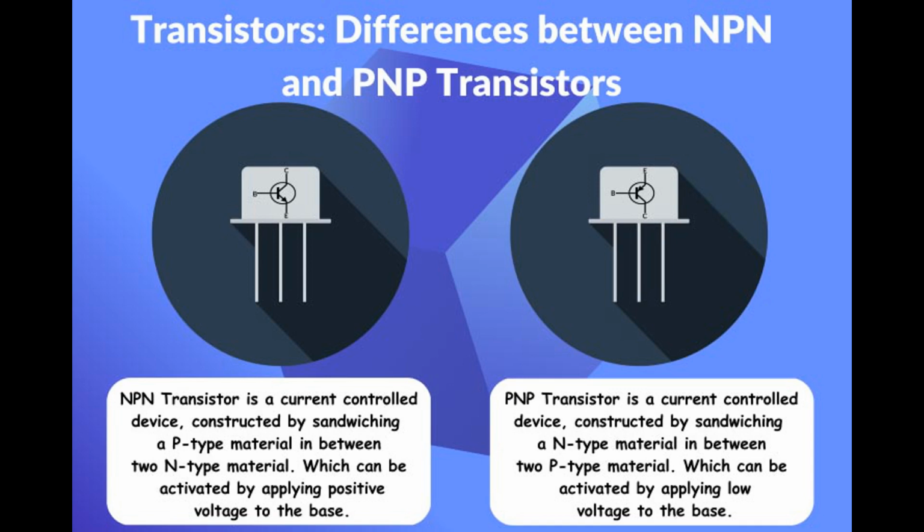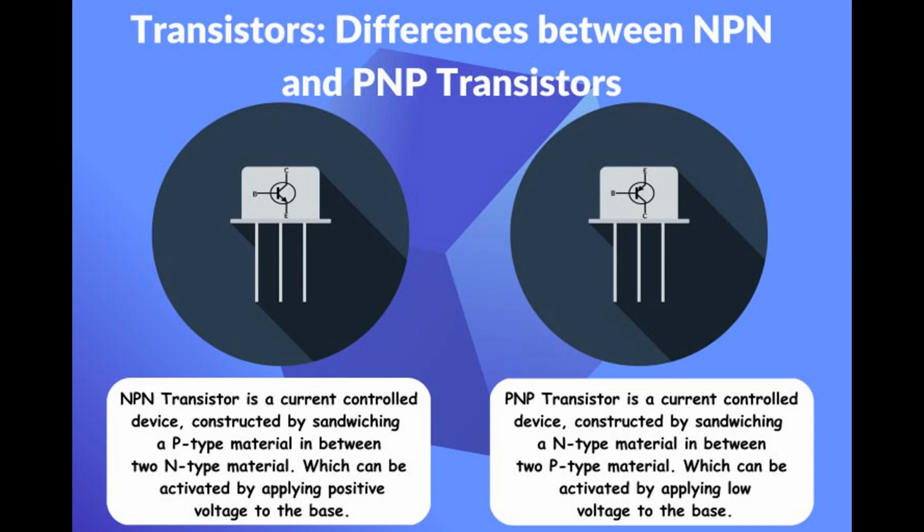The emitter, often denoted as E, is one of the three terminals of a bipolar junction transistor, BJT, which is a type of electronic component used for amplification and switching of electrical signals. The emitter plays a crucial role in the operation of a BJT. Here are the key characteristics and functions of the emitter terminal in a BJT.